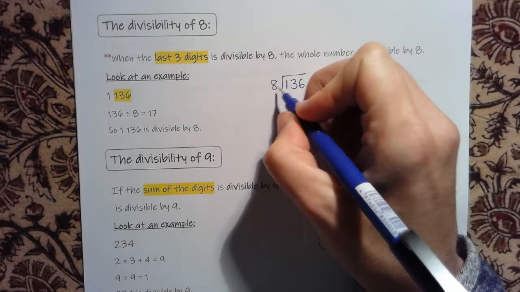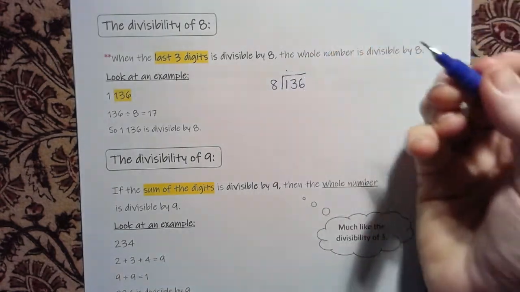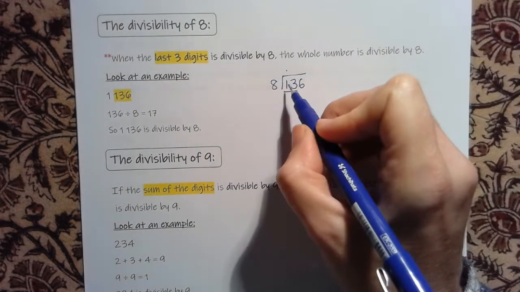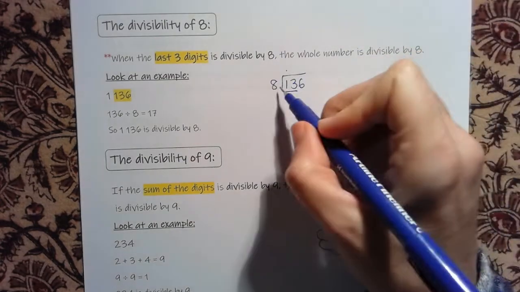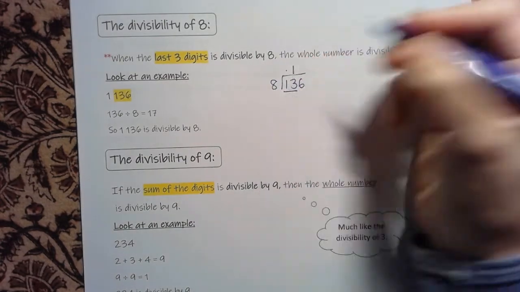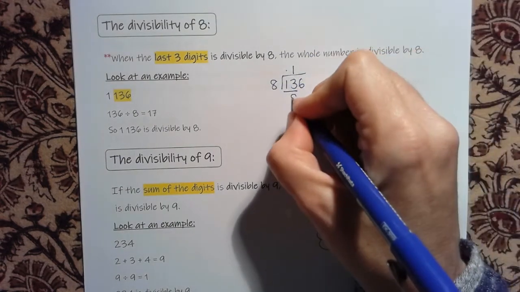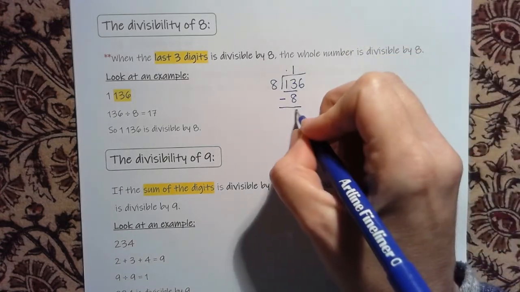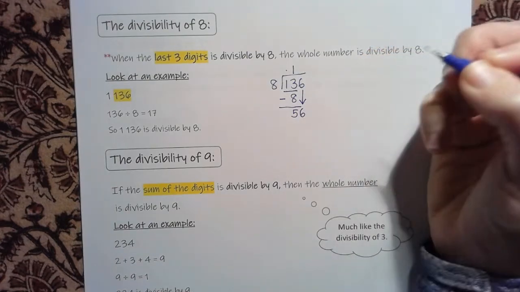So you're going to ask yourself, can 8 divide into 1? No, so I'm making a dot there in the place of a 0. And I'm going to look at the 2 digits, 13. Can 13 divide by 8? Yes. How many times can 8 go into 13? 1 time. So then I'm going to say 1 times 8 equals 8, and then I subtract. So what's 13 minus 8? That is 5.